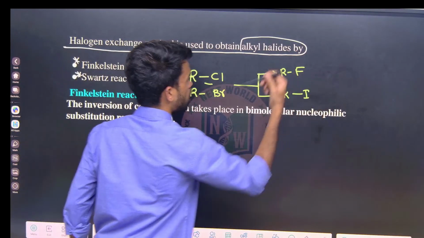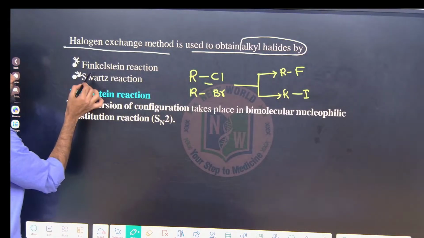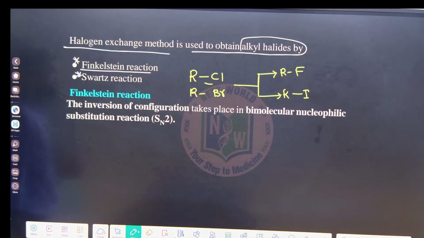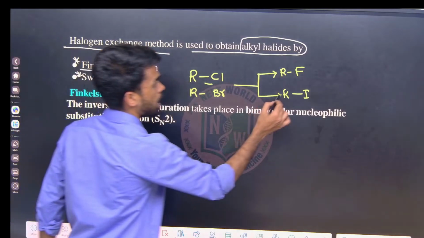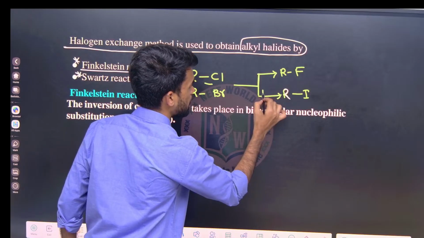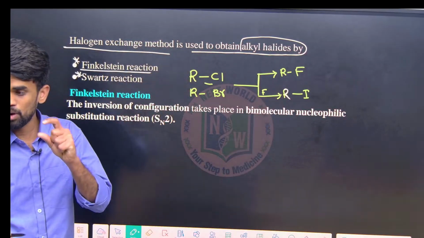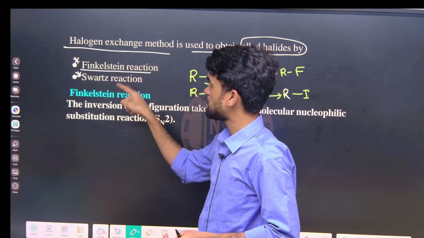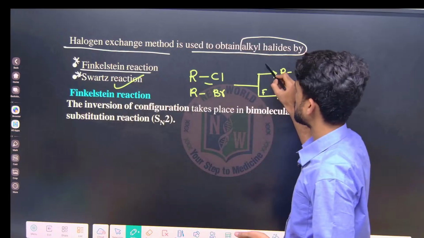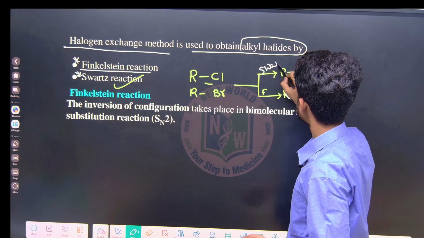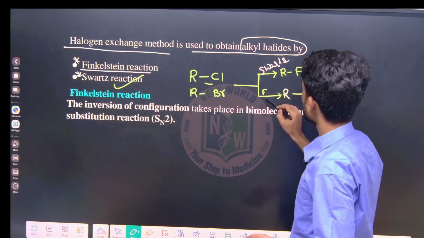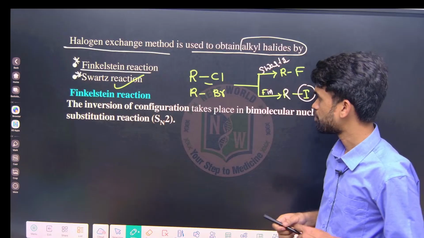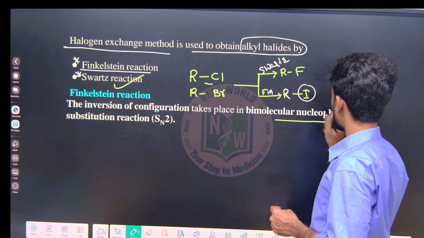Okay, so how does it happen? See here, there is one name, the Finkelstein reaction. Finkelstein is used to prepare alkyl iodides. For fluorides it is not Finkelstein, for fluorides it is Swarts. So for fluorides you can remember Swarts, and for iodides it is Finkelstein. Now first of all learn about this Finkelstein reaction.